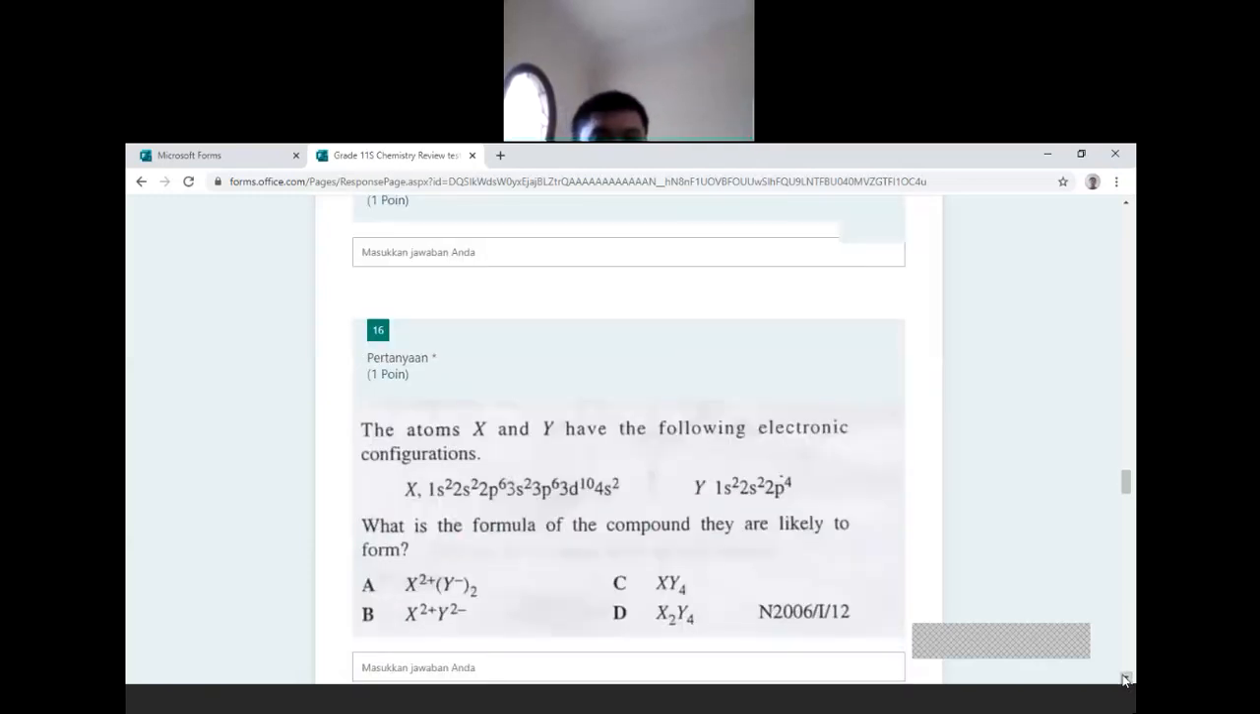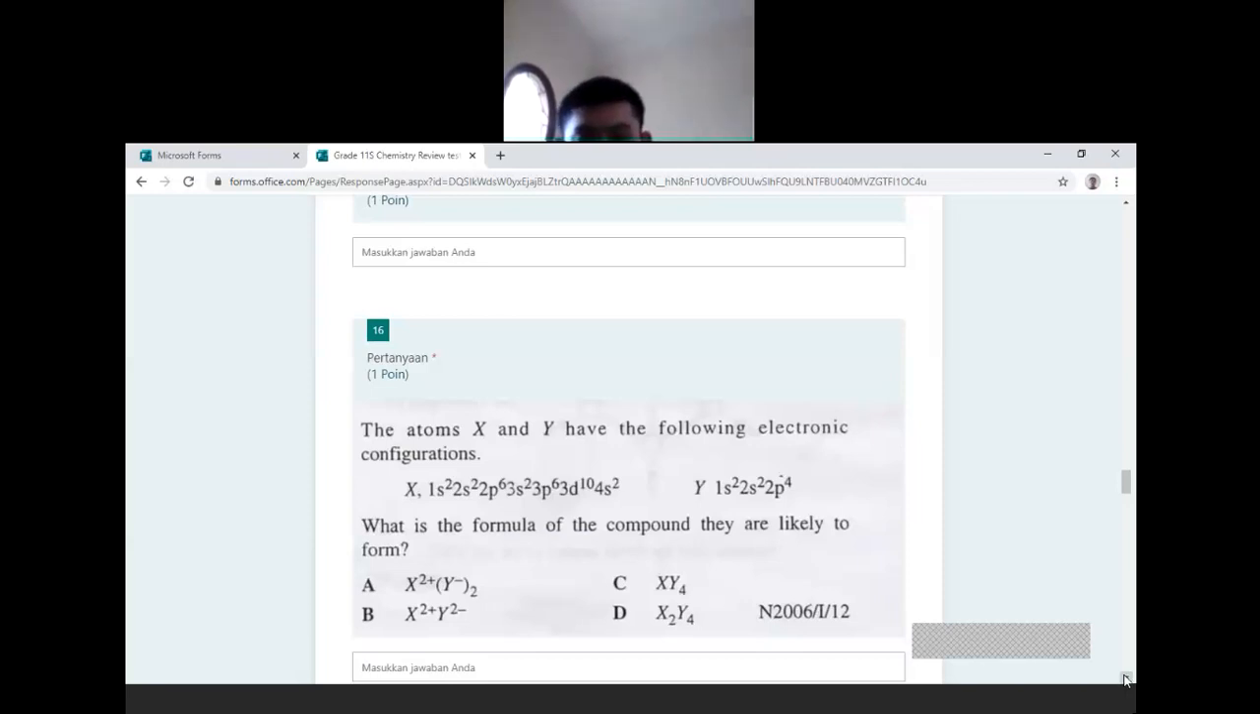Number 16. The atoms X and Y have the following atomic configurations. It is similar to the previous question. X is a group 2 metal, and Y is a non-metal with 6 electrons in the outermost shell. So the ions are X 2 plus and Y 2 minus. So the correct answer for this one is B.